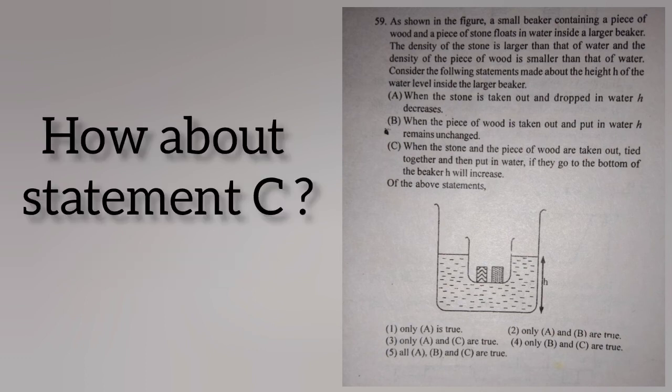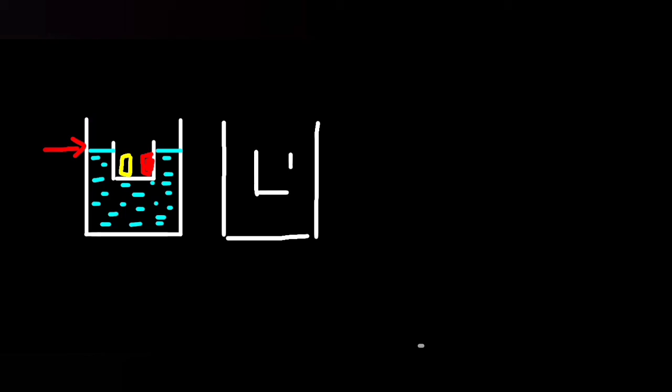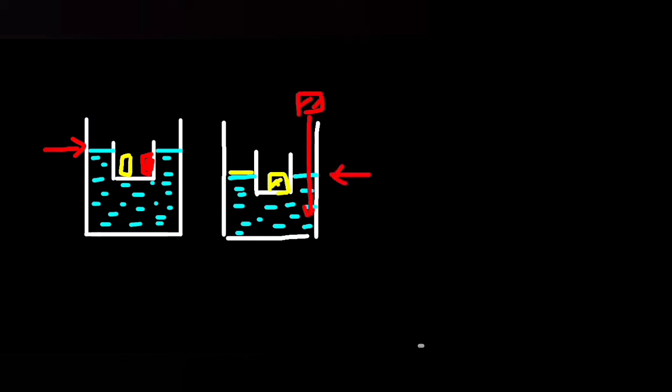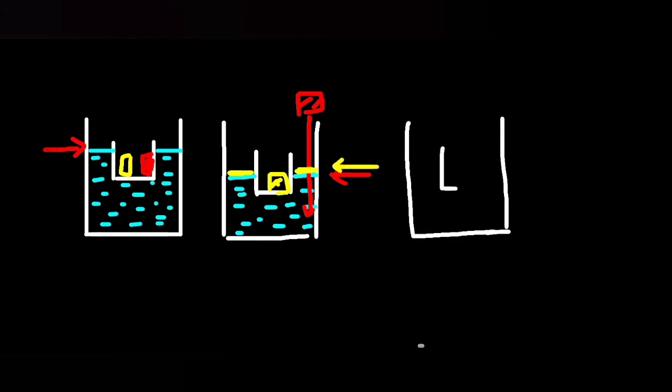Statement C inquires about the water level when both the wood and stone are tied together and sunk to the bottom. Now, in system 1, I'll have the wood and stone within the beaker. And let us mark the water level in red. When we take the stone out of the beaker, we know there is a drastic drop in the water level because so far the upthrust was balancing the weight of the stone. Now when I drop it into the water, the level rises a little. That's because the water displaced is equal to the volume of the stone.